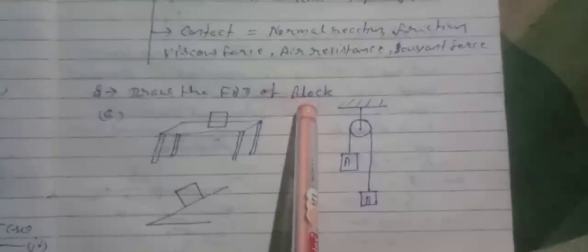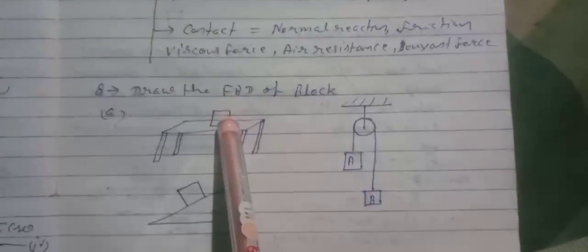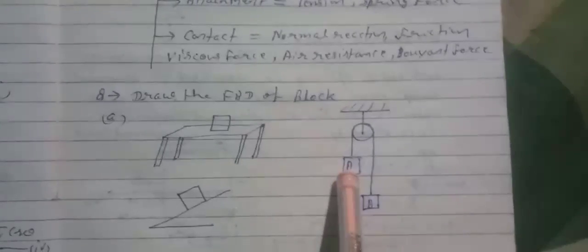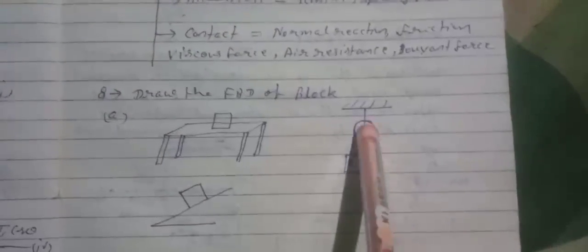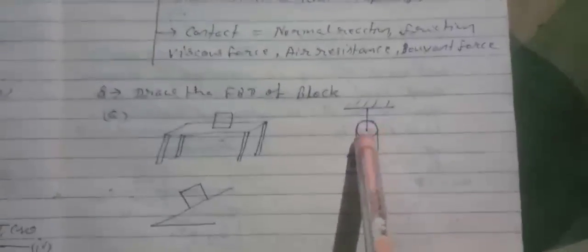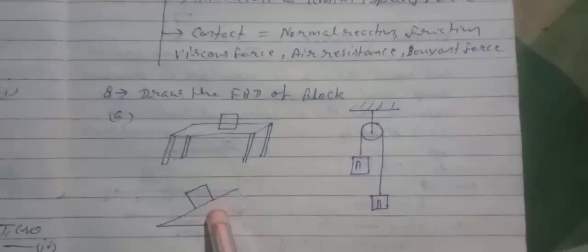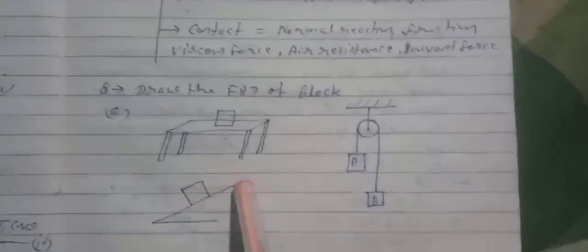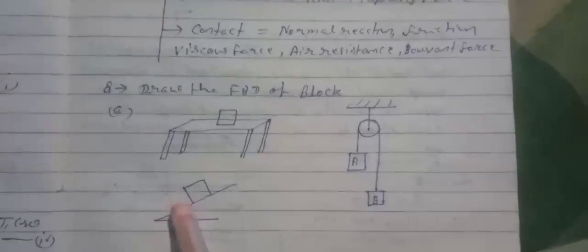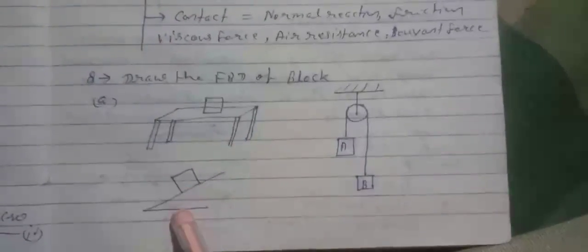Question. Draw the FBD of the block. Here one block is shown, which is put on the table, and here blocks A and B are tied to the string which is hanging on the wheel, the pulley ring, and here also a block is placed on the inclined surface. Now all these blocks are in equilibrium. We have to draw the free body diagram.